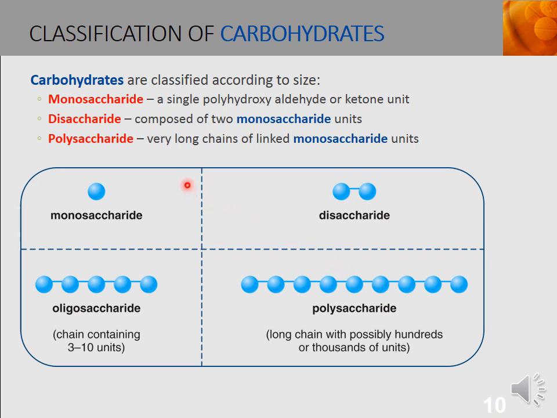Classification of carbohydrates. Carbohydrates are classified according to size. A monosaccharide is a single polyhydroxy aldehyde or ketone unit. A disaccharide is composed of two monosaccharide units. A polysaccharide is a very long chain of linked monosaccharide units. This is the simplest monosaccharide.